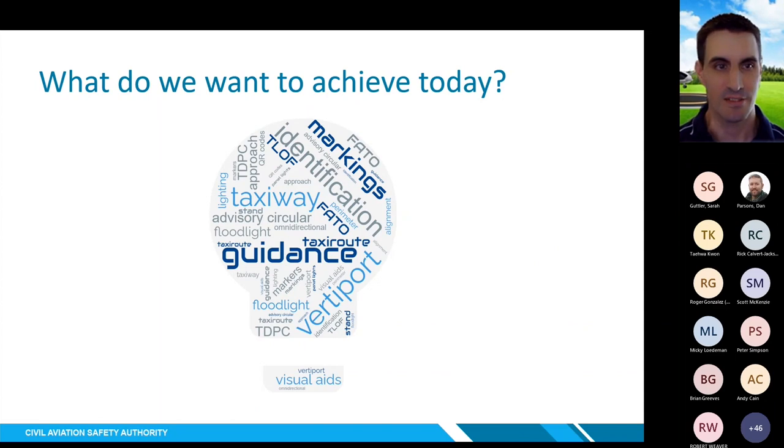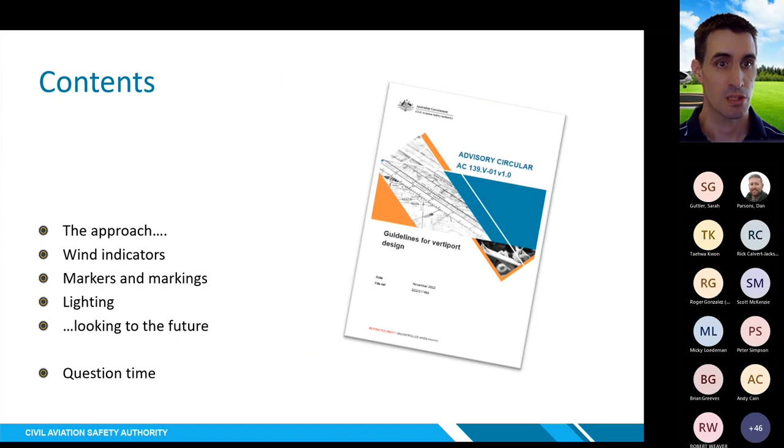What do we want to try and achieve today? By the end of today's presentation, we hope that you will have an understanding of each of the marker, marking, and lighting elements, get some idea of the rationale behind our approach to the specifications of each of the different visual aids, and understand the key characteristics of each. So we'll be covering our general approach to visual aids, and then we'll cover each of the visual aid elements, which are wind indicators, markers and markings, and lighting. And then we'll get some time at the end for some question time with Dan.